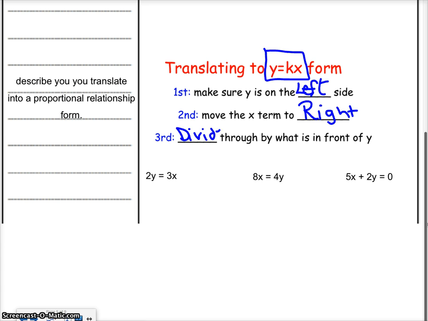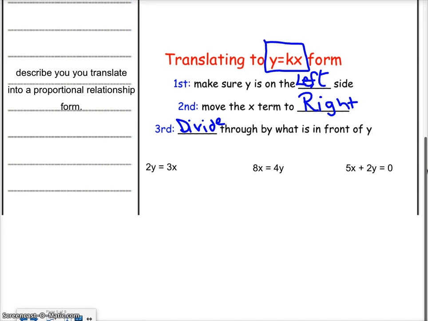So we're definitely using algebra here. We're going to make sure y is on the left, make sure x is on the right, and divide through by whatever's in front of y. What I mean here is left of the equal sign, right of the equal sign. Okay, that's what I mean by that.